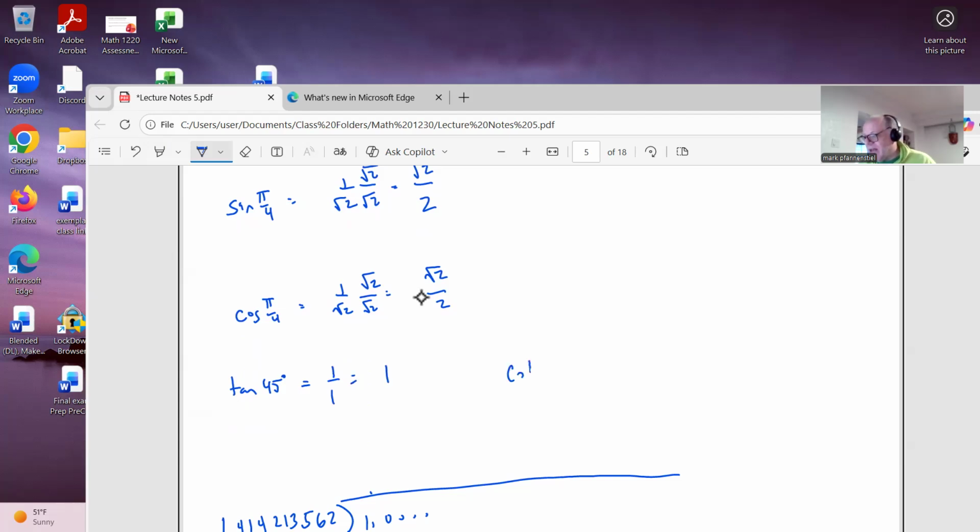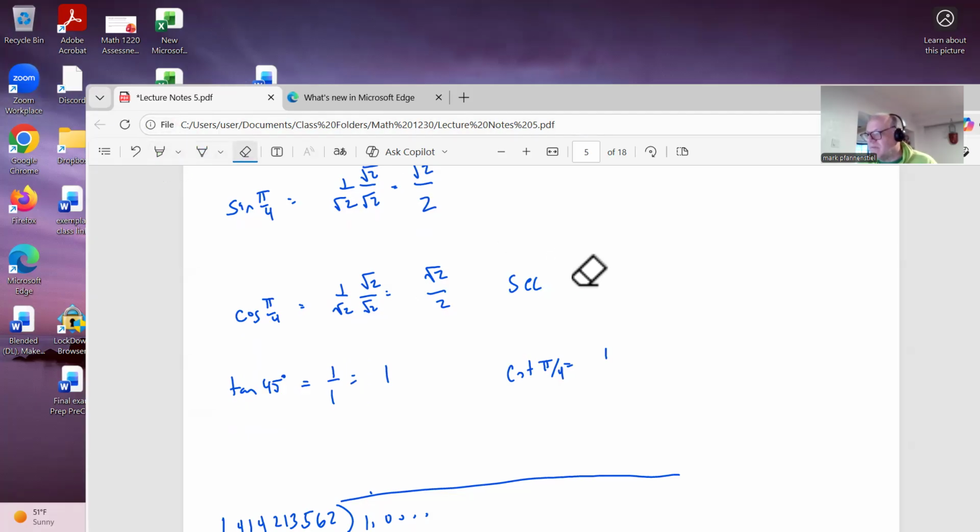And then, of course, we have to do the other ones. So that's going to be cotangent of pi over 4. The reciprocal of 1 is 1. We need the secant of theta. We need the secant of pi over 4. Let's get an eraser with that one. Okay. So the secant of pi over 4.